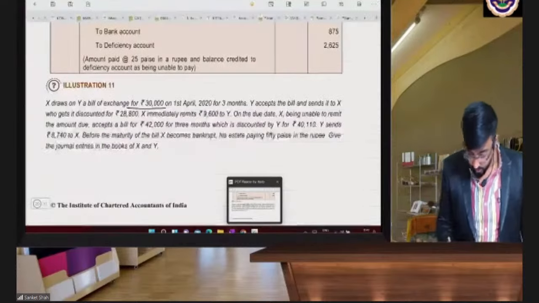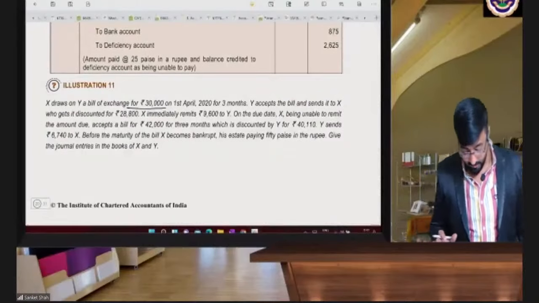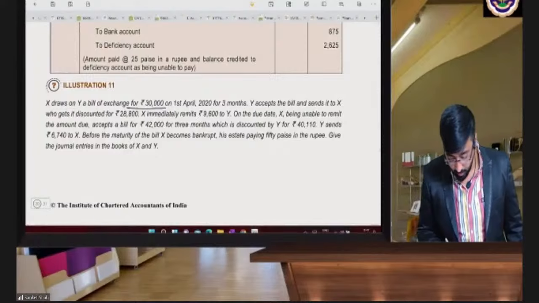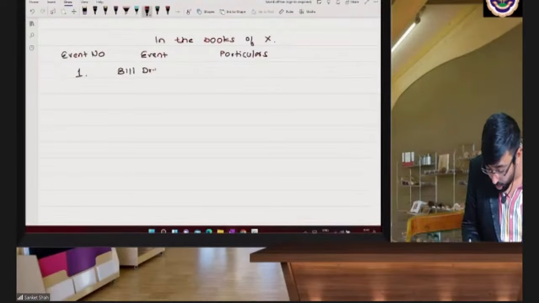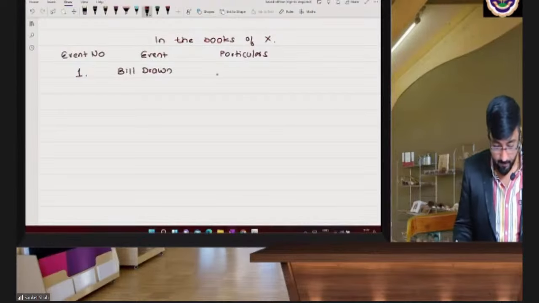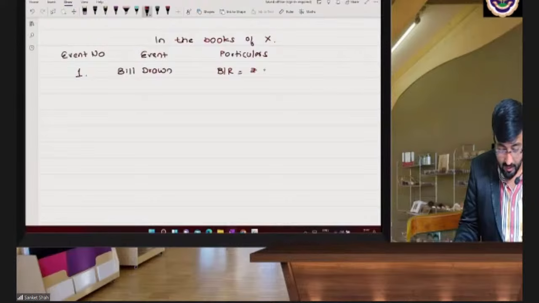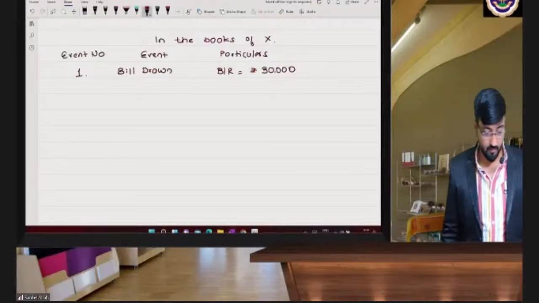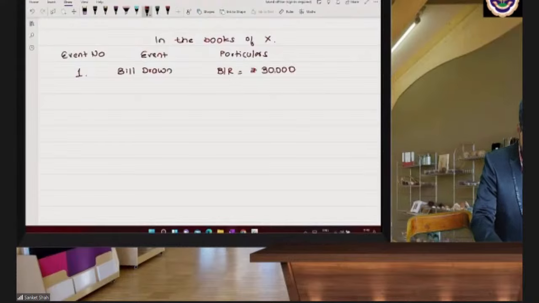So, first event. Yes, you just note down this question now. There is no diagram for this question. Okay, this is something different. It's not the Harry, George, and Jack problem. So X draws a bill, so think from the angle of X. He draws a bill, so the event is bill drawn. And bills receivable is rupees, how much? 30,000. Bills receivable is 30,000. Okay? 30,000.